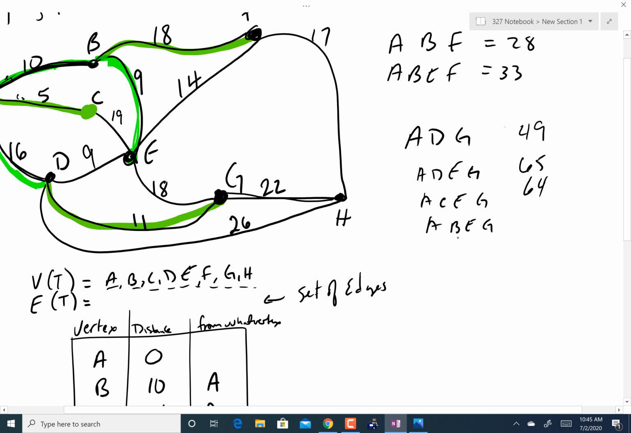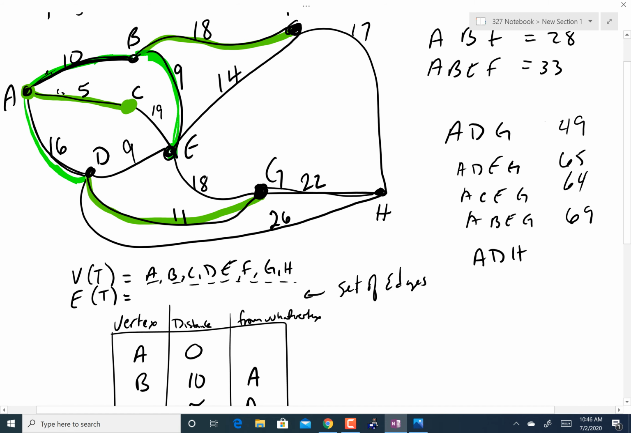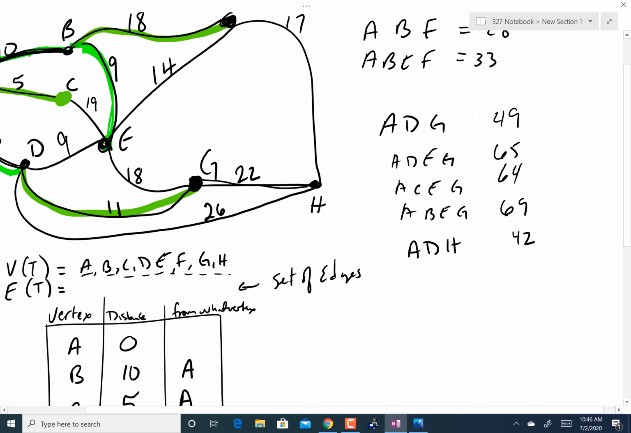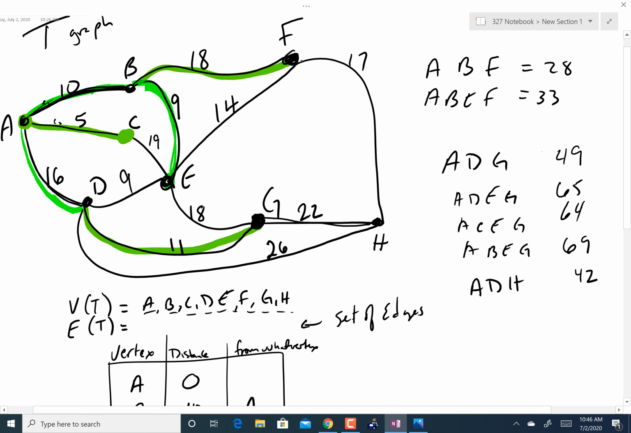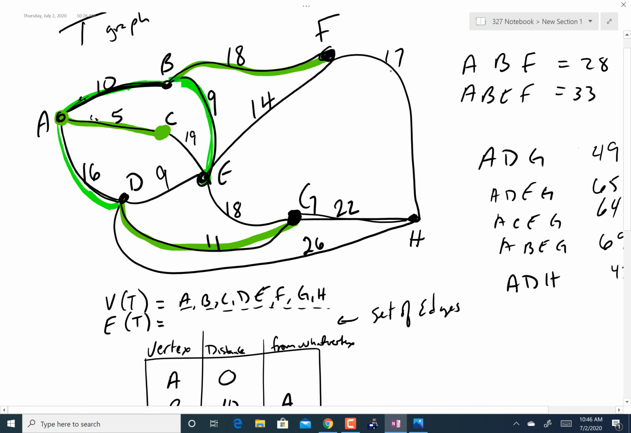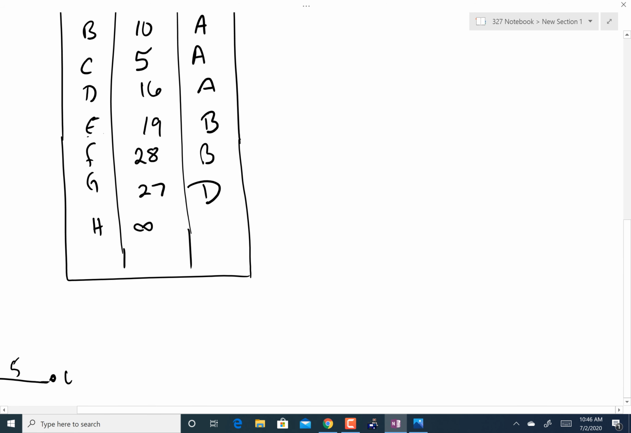A to B, 19, 37, 69. Okay, so that takes care of all the G's. I could have gone A to D to H as well, which would be 26 and 16 is 42. I could have also come from F, so that would be a variety of ways, but we know that A to B to F was the shortest way to get to F. That's 28 plus 17 is 45. That would be A to B to F to H. Therefore, this is the best. That's 42.